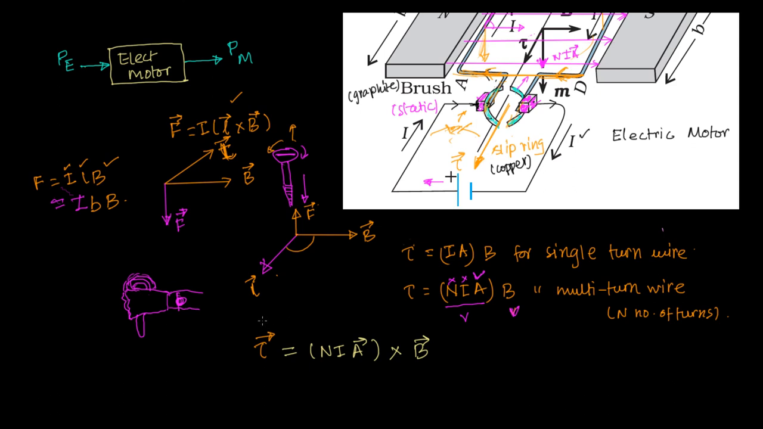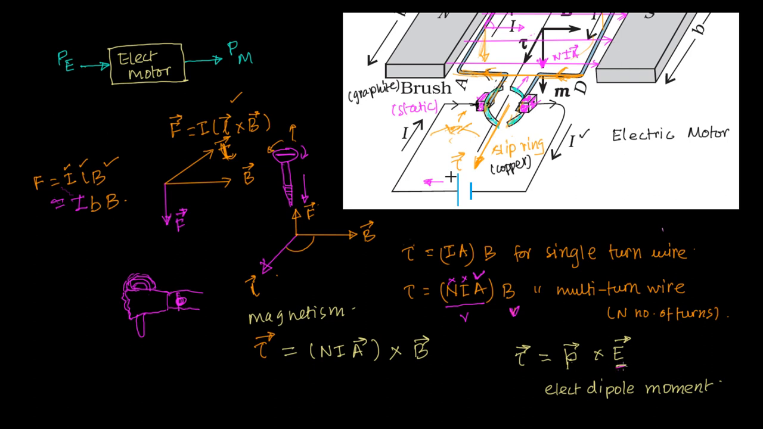This is the magnetic domain. This is magnetism. Now let us come to the electrostatics. What was the formula for torque in the electrostatics? For electrostatics, it was P cross E, right? Now let us compare that. This P was nothing but the electric dipole moment. This is the electric dipole moment, and this is the electric field. Now let us start comparing.